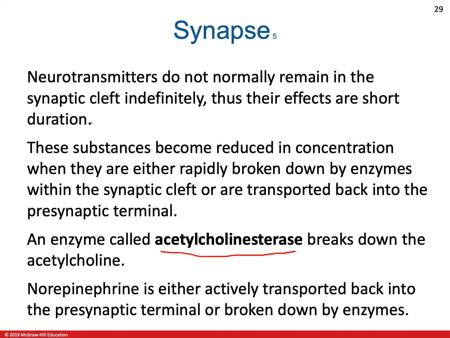So these substances become reduced in concentration when they are either broken down by enzyme or, sometimes like your norepinephrine, transported back into the presynaptic terminal, but it can also be broken down by enzyme. Your acetylcholine is not transported back. Definitely, they will break it down. But your norepinephrine can be sent back to the presynaptic terminal.